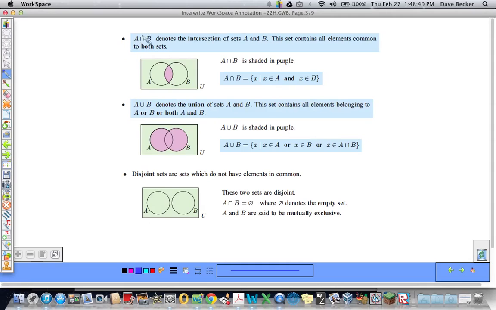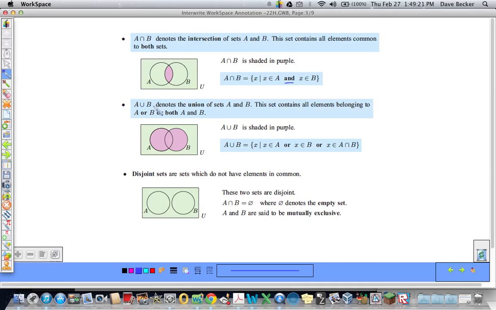This is the symbol for intersection. Intersection is what two sets have in common, and on this, where they overlap. So for sets A and B, what they have in common is shaded. It's where the two circles overlap. We write that using set notation as the set of X such that, that little line there stands for such that, X is an element of A and X is an element of B. It has to meet both requirements. That's what "and" means.